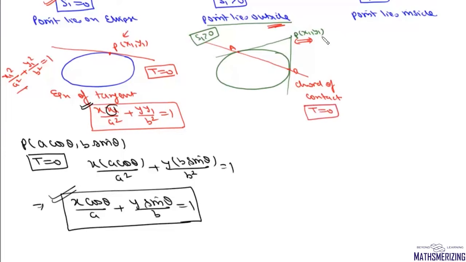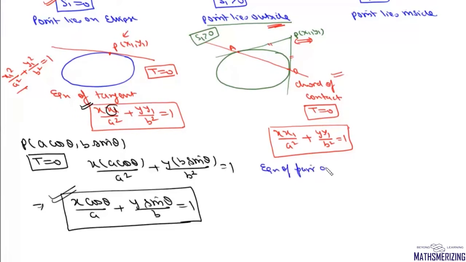So if the point lies outside, then this equation, which is xx1 upon a square plus yy1 upon b square equals to 1, will not represent a tangent, but it will represent the equation of chord of contact. When the point P lies outside, in that case, a pair of tangents can be drawn. Equation of pair of tangents is given by SS₁ is equal to T square, which is same as in the case of a parabola.